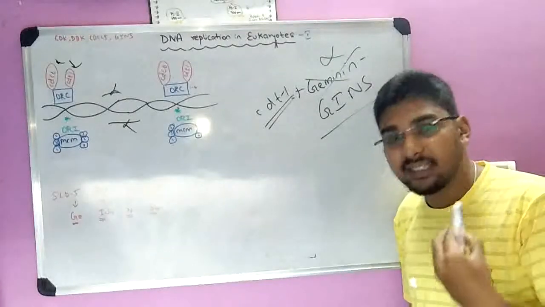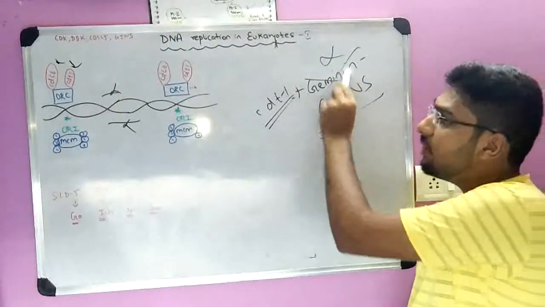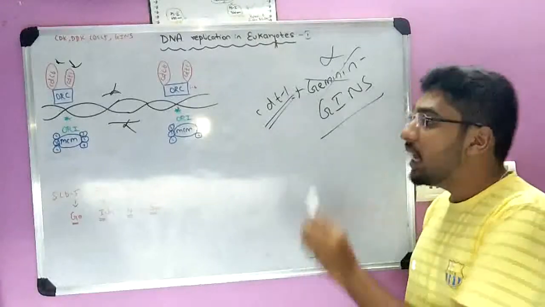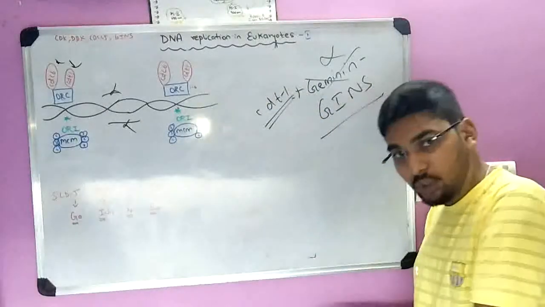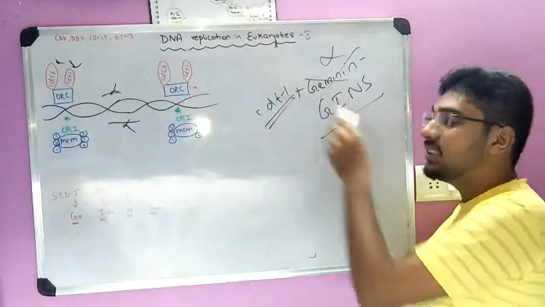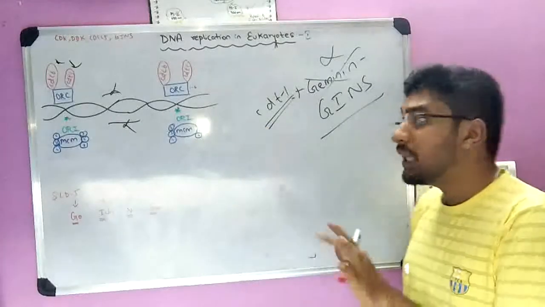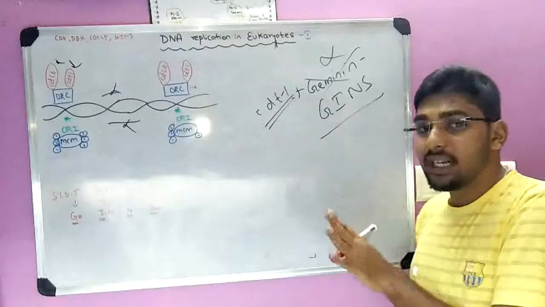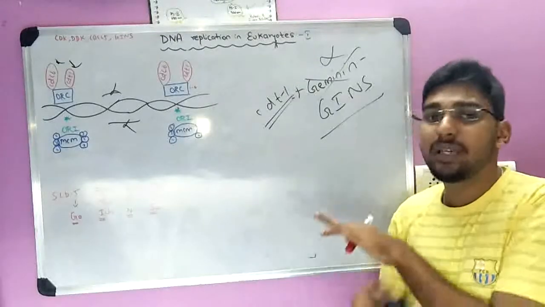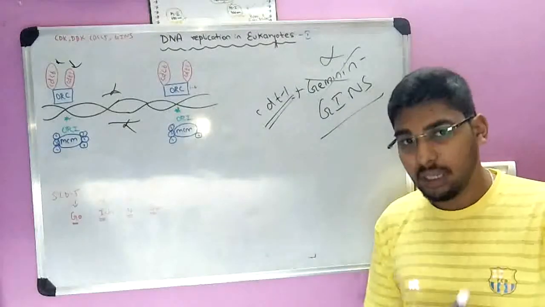As long as the cell is in the G1 phase, this geminin will be attached to CDT1. And as soon as the cell enters into the S phase, geminin gets denatured, CDT1 gets activated, and replication occurs. It is very important to know that if geminin is present, replication won't occur. It is like a barrier for replication.